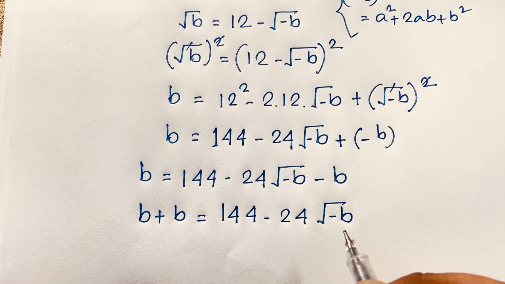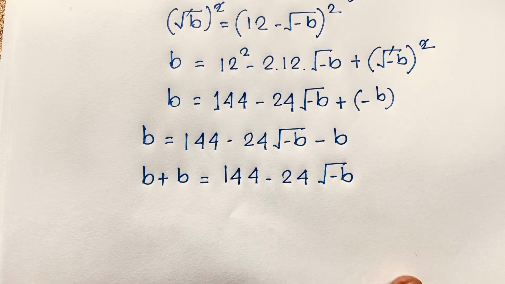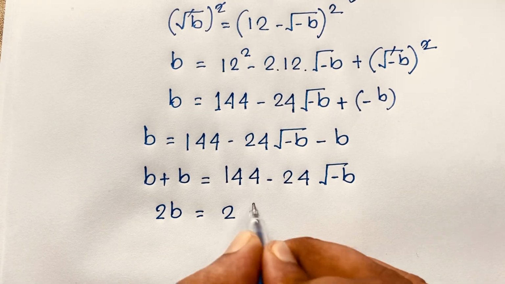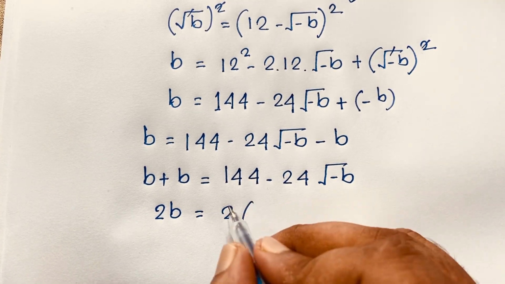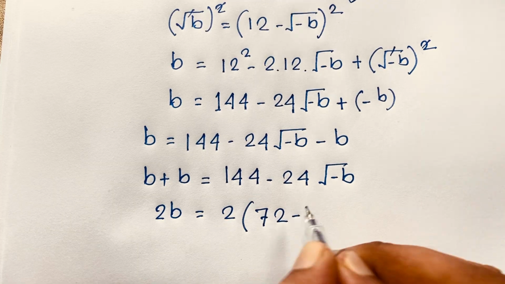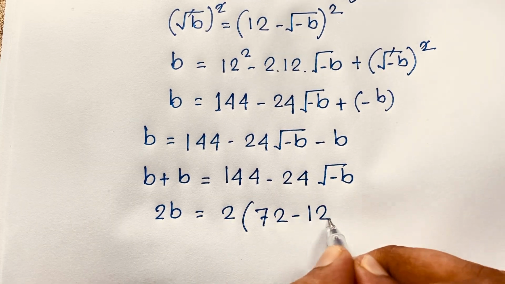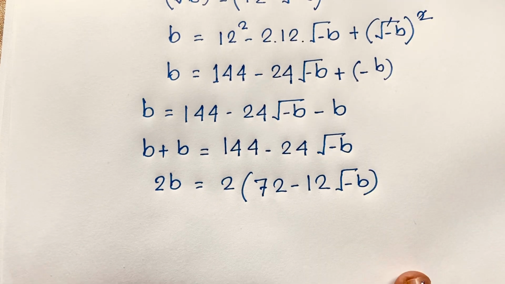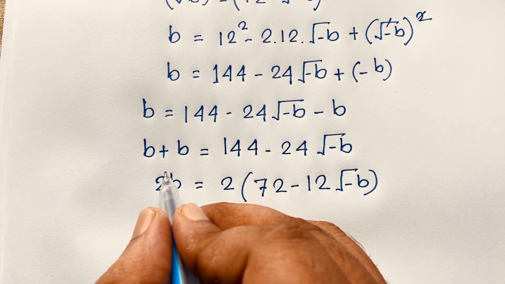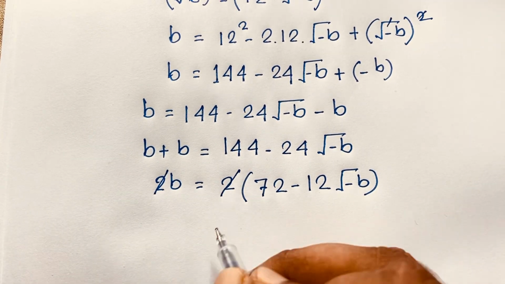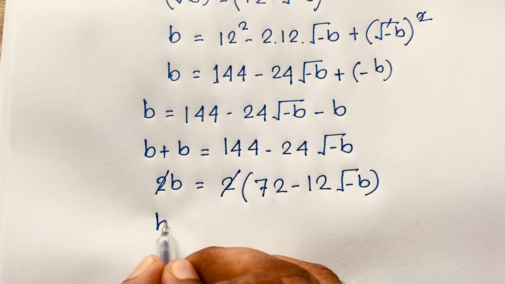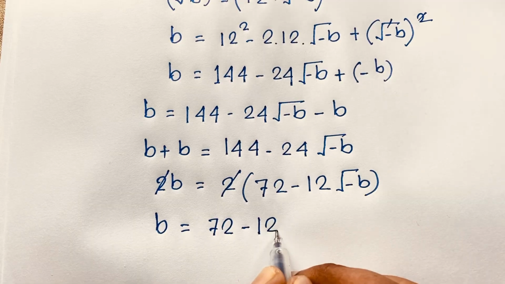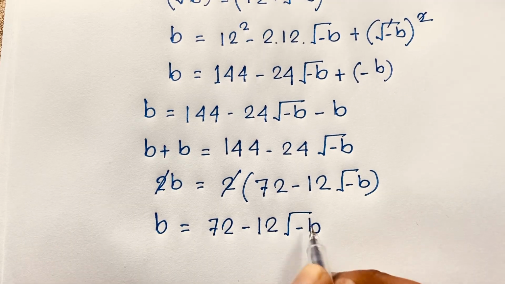I solve this question step by step. Now at this moment b plus b it will be 2b, and here 2 is common, so 144 divided by 2 it will be 72, and 24 divided by 2 it will be 12. Then here is square root minus b. Now at this moment if I divide both sides by 2, this cancels out, we'll find out it will be b is equal to 72 minus 12 square root minus b.